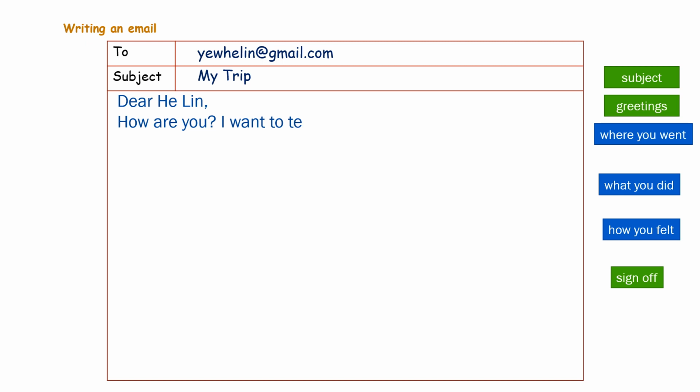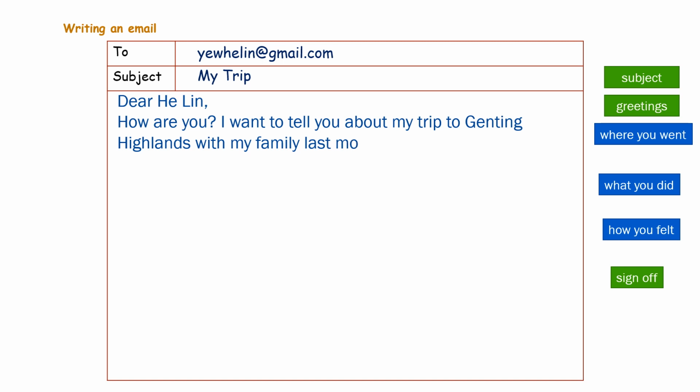Okay, I want to tell you about what? What is this email about? About my trip to Genting Highlands with my family last month. So in the first paragraph itself, you tell the person what this email is all about. You answer the question first. All right, so what did you do and how you felt in Genting Highlands will be your second paragraph.